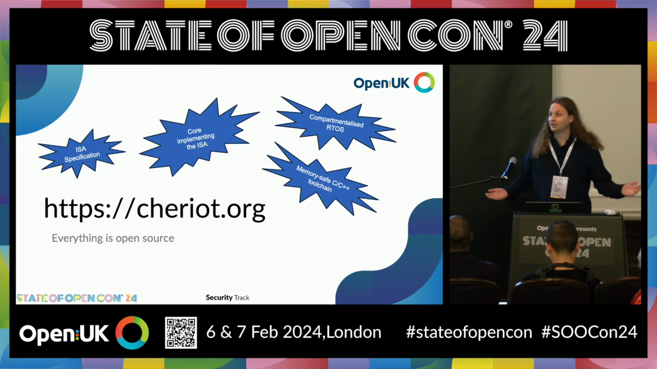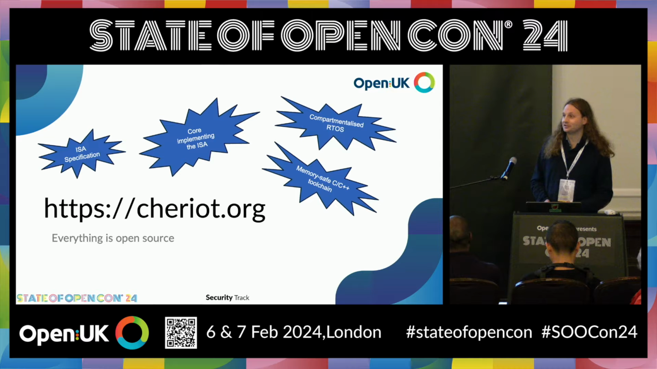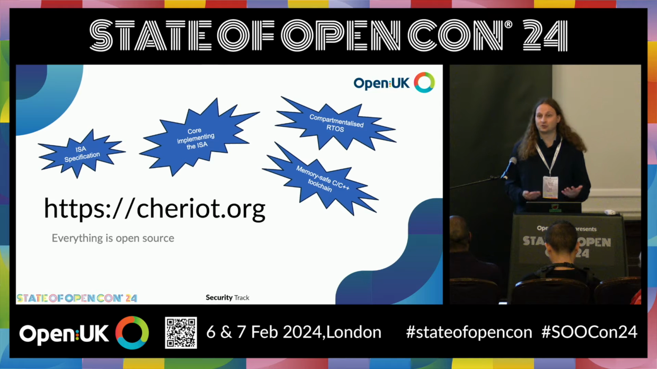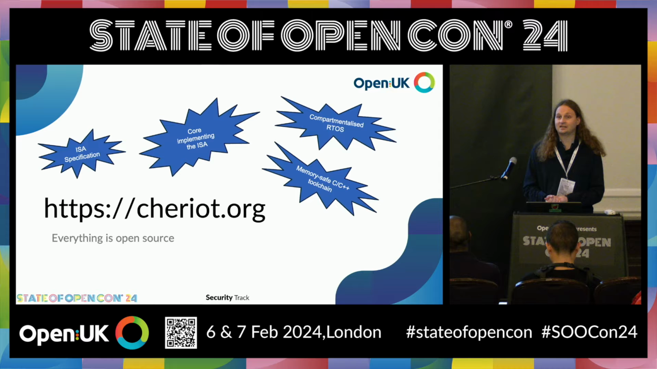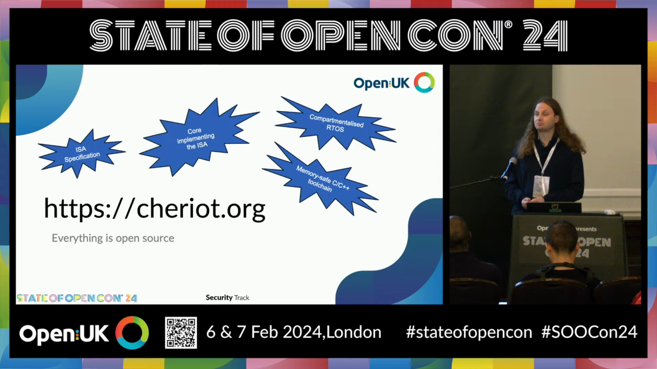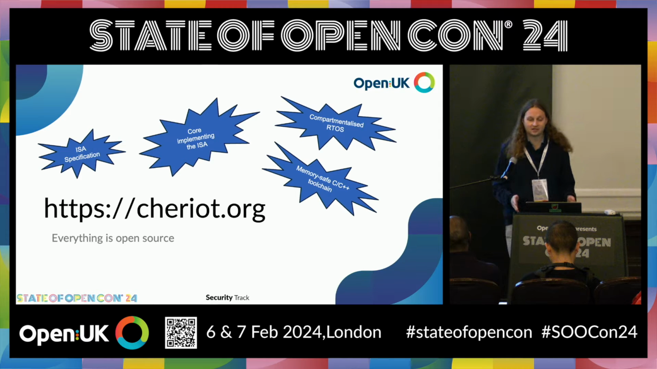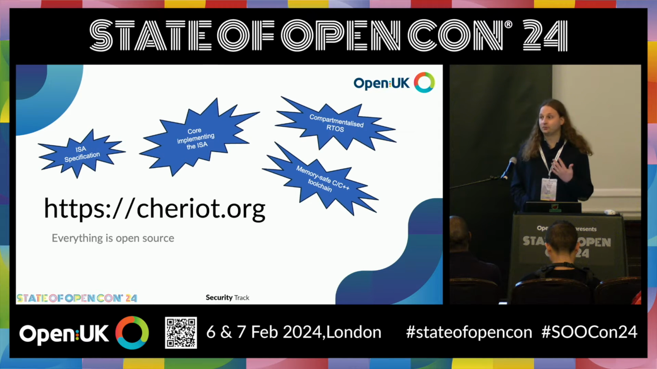So we're at an open source conference, so I wanted to start by saying everything that I'm talking about today, including the core that we're going to be taping out later this year, the RTOS that we've built on top of that, the tool chain that lets you take off-the-shelf C and C++ code and compile it for a memory-safe target, and even the formal specification for our RISC-V extension are all open source.